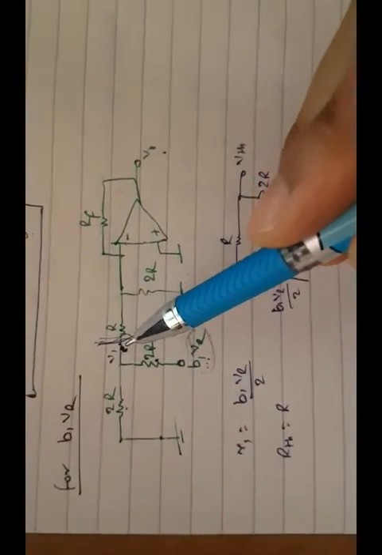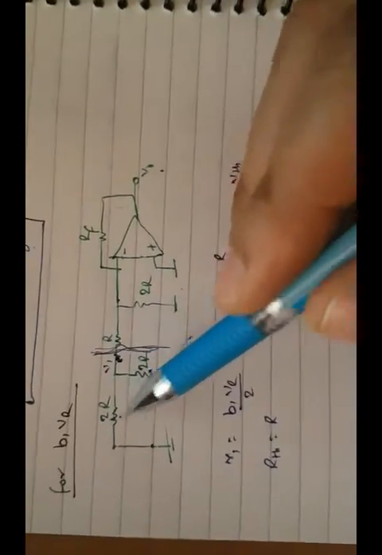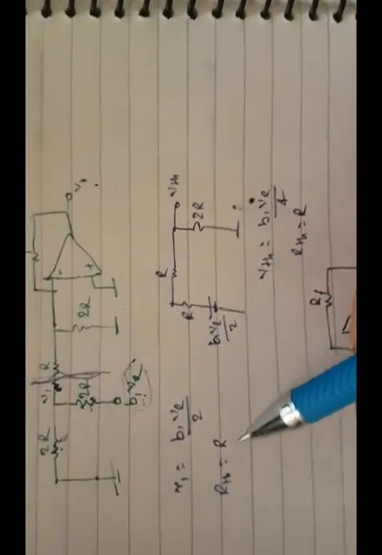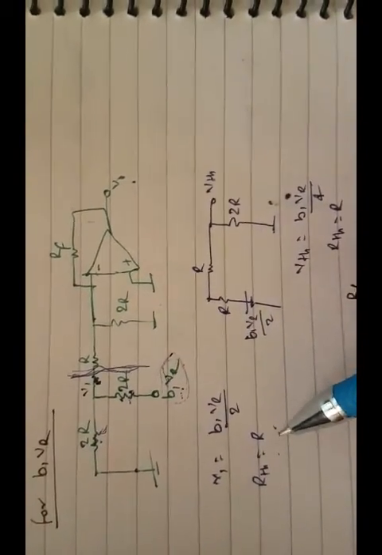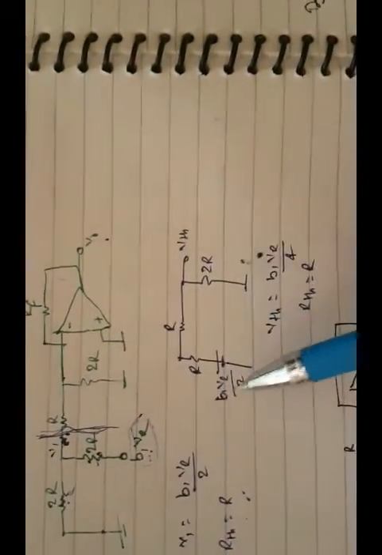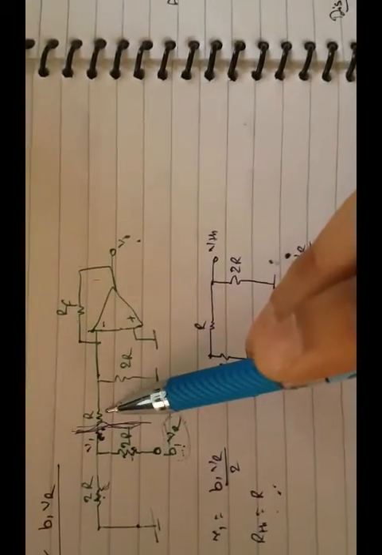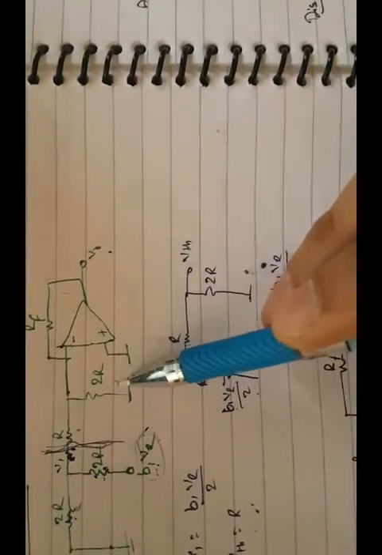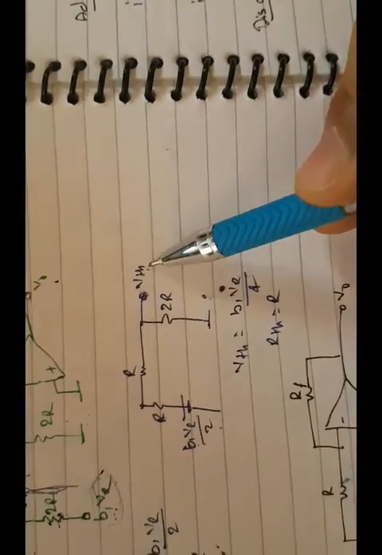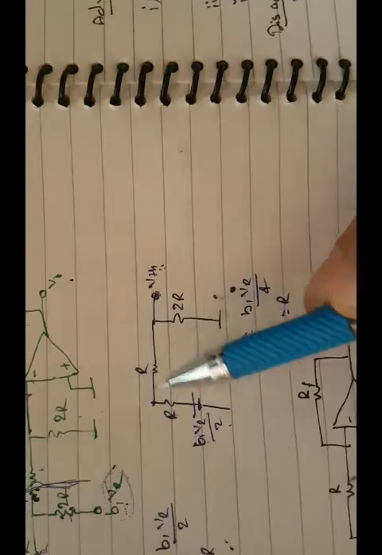And what is RTH for this open terminal? This 2R is in parallel, so RTH will be R. Now we put this value at this terminal. So this is B1 VR by 2, equivalent resistance R. Now this circuit is R and 2R, and now we have to find out this open terminal voltage.